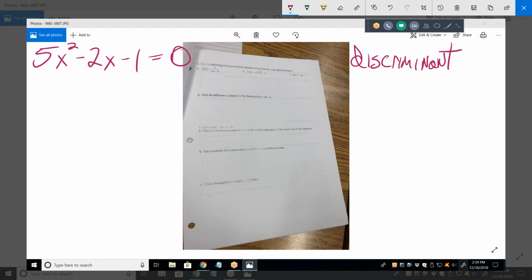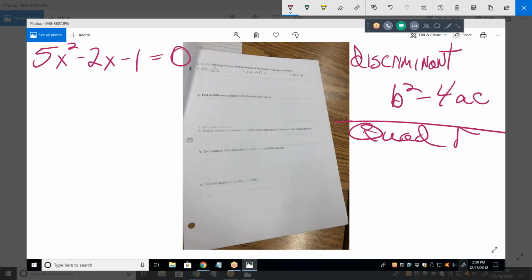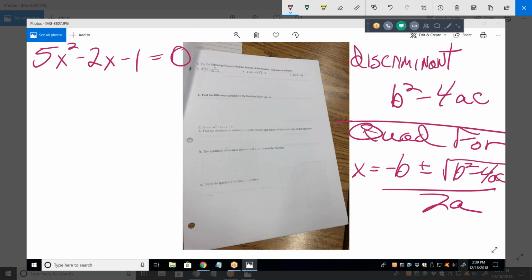On one side, write discriminant, and on the other side, write b squared minus 4ac. Get another flashcard and write quadratic formula on one side, and on the other side, it's x equals minus b plus or minus the square root of b squared minus 4ac all over 2a. Those are two formulas you just absolutely have to know.